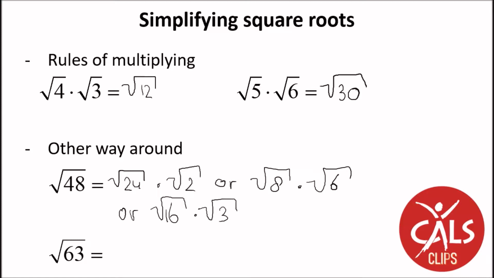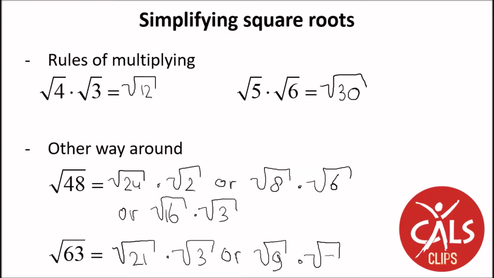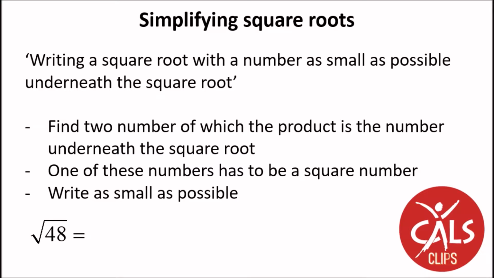And the same goes for the square root of 63. I can write it like the square root of 21 times the square root of 3, for example, or the square root of 9 times the square root of 7. Maybe you can find other numbers, but these are two options to write the square root of 63 as two square roots. Okay, so you need this to be able to simplify a square root.